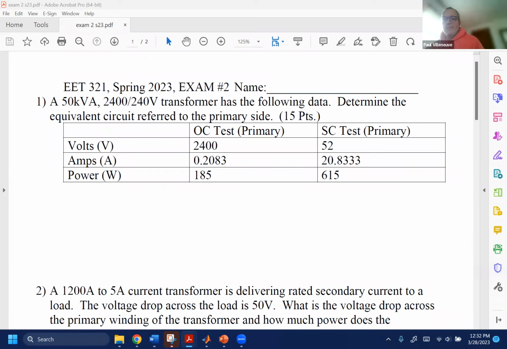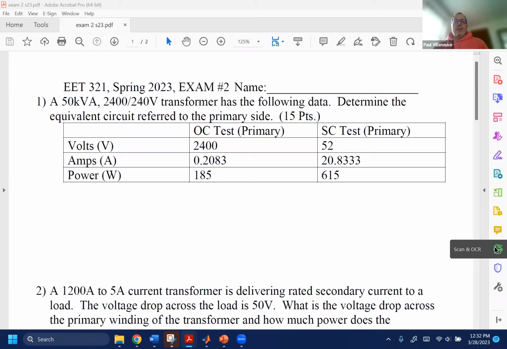Okay, well, we'll do the best we can, but feel free to pipe in when you have some comments or questions. So let's go through the first one, which is short circuit and open circuit tests.